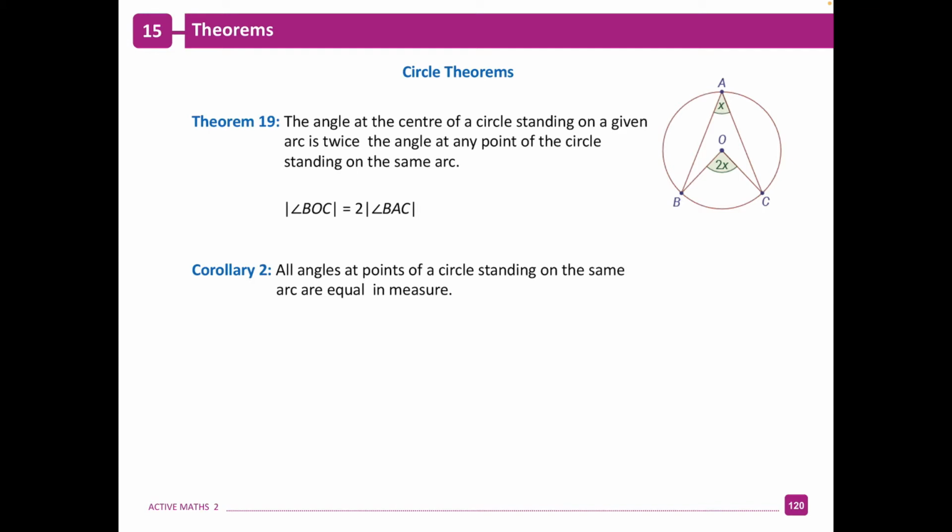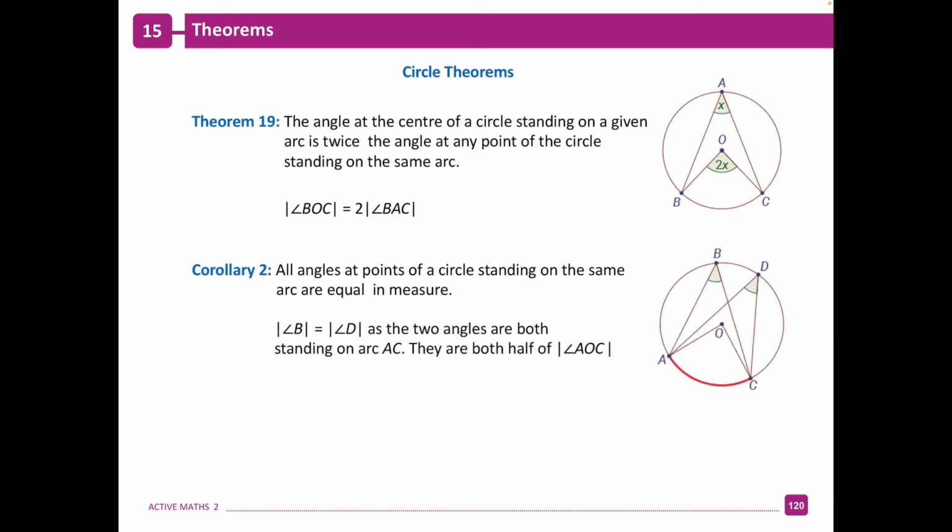The next theorem we need to know is that all angles at points on a circle standing on the same arc are of equal measure. Angle B is equal to angle D, as both of them are standing on the same arc. And both of these angles are half the angle AOC.